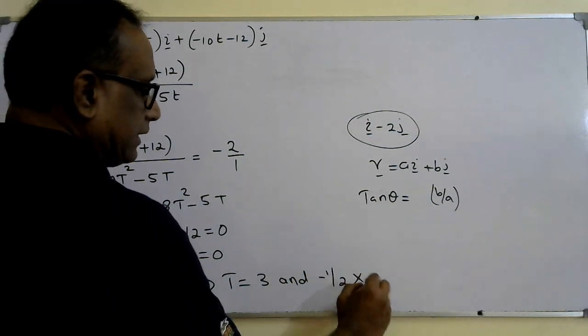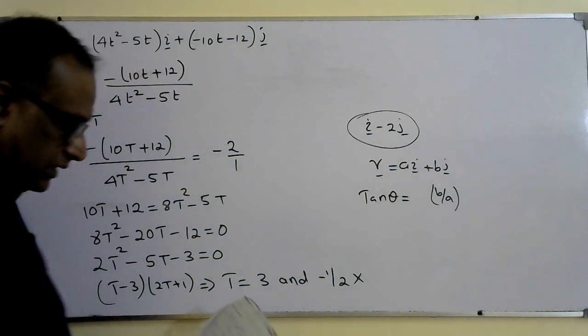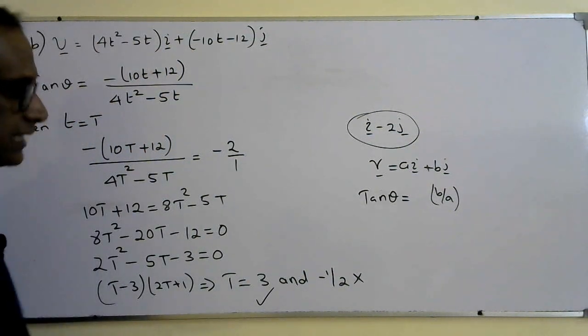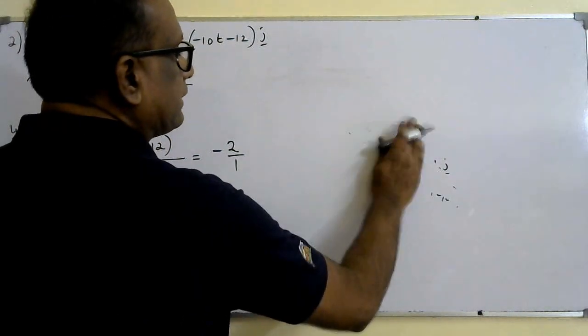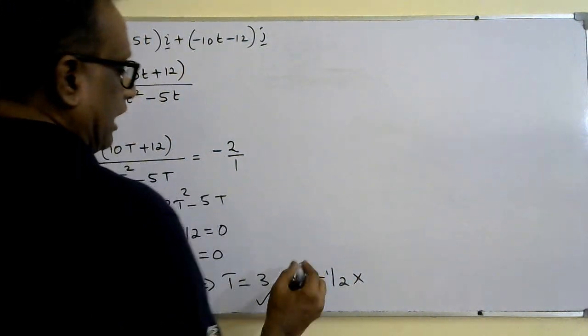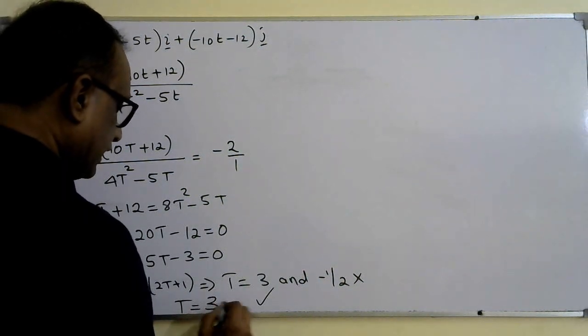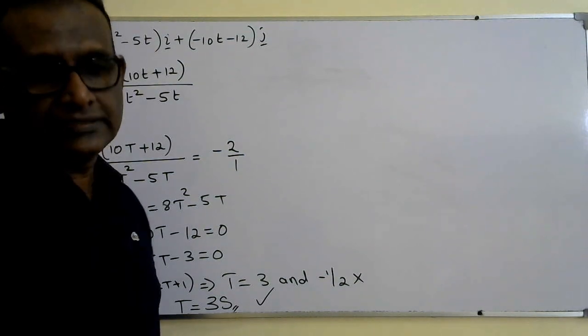But time can't be negative. So the correct answer is t equal 3 seconds. So the final answer, t equal 3 seconds, is the correct answer. So finally we can say the time capital T, they have to find the value of t. Therefore t is equal to 3 seconds. That's the final answer.